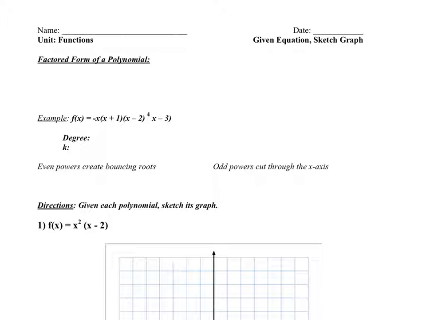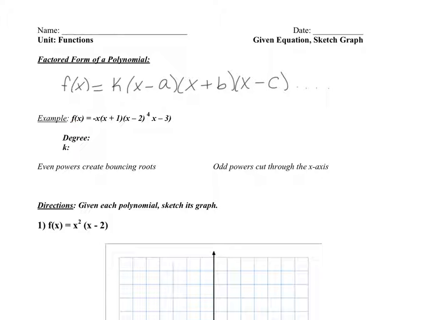Hi everyone, in today's lesson we're going to talk about how to sketch a graph given the equation of a polynomial in factored form. Now the way factored form works is that you're always starting off with f of x equals some k value times the factors. So it could be x minus a, x plus b, x minus c, etc., etc.